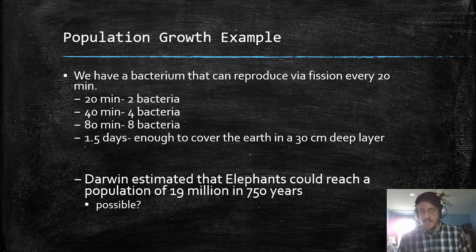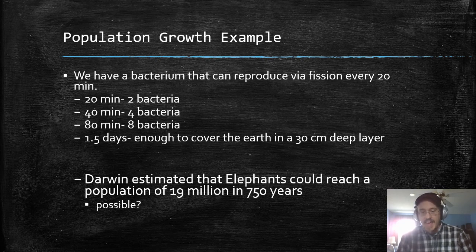If that were the case, if bacteria reproduced that fast and they had unlimited resources, meaning they could live everywhere and have food to eat, that bacterium that started with one bacterium 20 minutes ago, now there's 2, in 1.5 days you would have enough to cover the earth in a 30 centimeter deep layer. Okay, that's unbelievable, right? But it's true. You would have earth covered in bacteria, 30 centimeters deep.